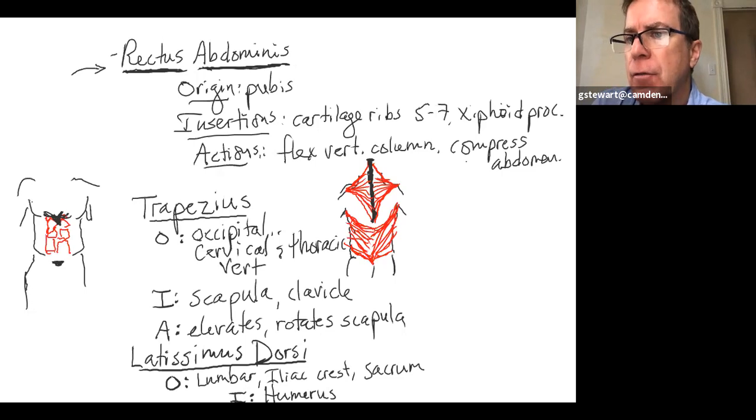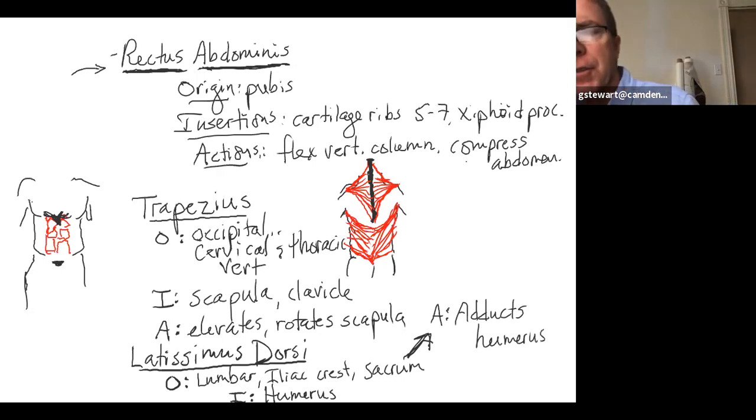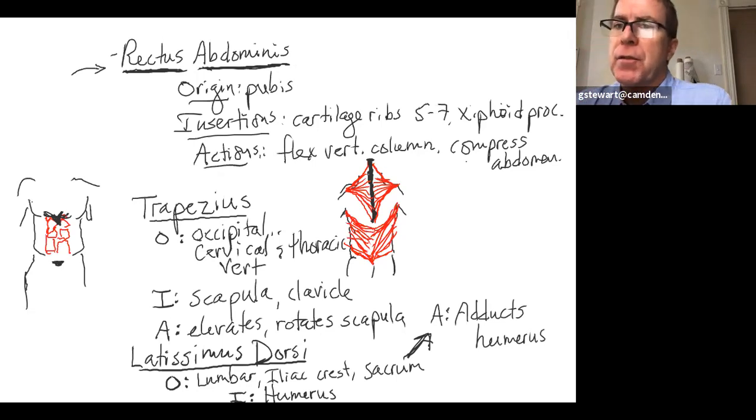Let me write the action over here of this muscle so you don't get confused. Action is, my table keeps moving on me, adducts humerus. Technically, the word adduction means moving toward the midline of the body. What this muscle does, you use it a lot.